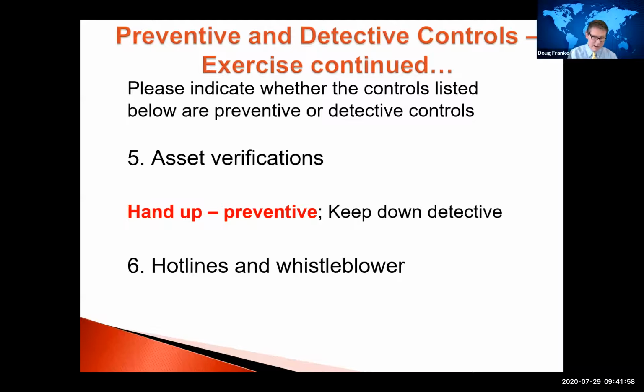our materials, our supplies, our money, what got stolen, that's asset. Okay, so hotlines and whistleblowing. Do you believe it's preventive, hands up, or detective, hands down? 15 hands are up out of 163. Okay, that would be the majority would be that it is detective, and that's correct.